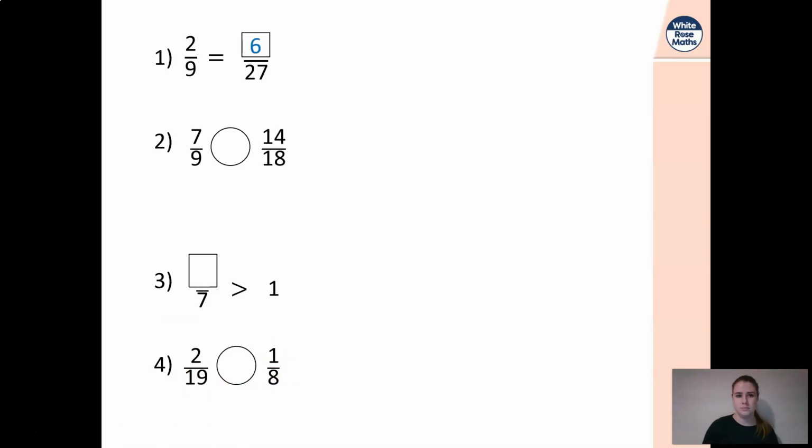Okay, so number 1, okay, is going to be 6/27, okay? If we think about it, how do we get from 9 to 27? Multiply it by 3. So you do the same to the numerator. 2 times 3 is 6, okay?